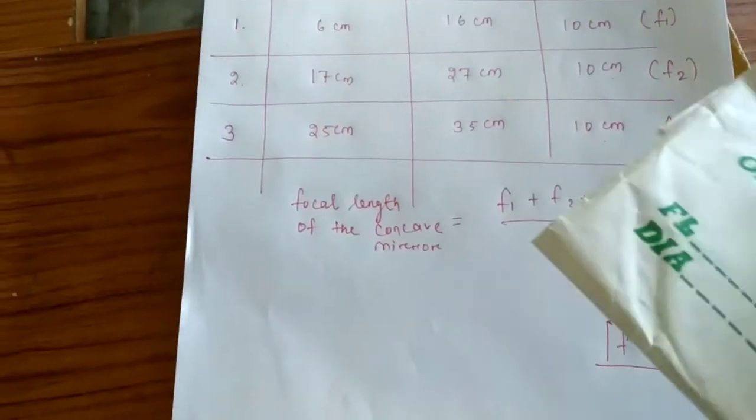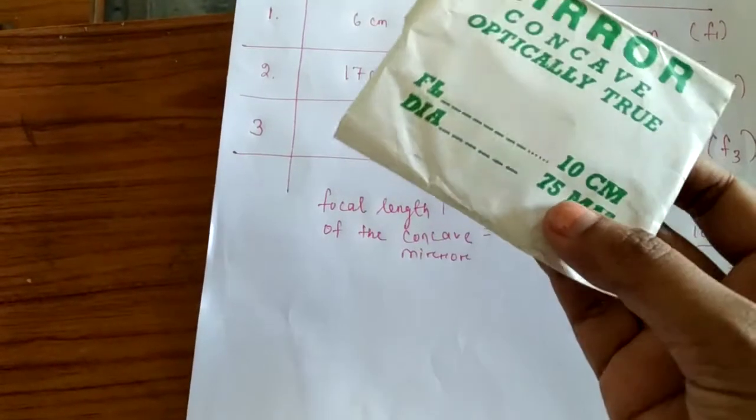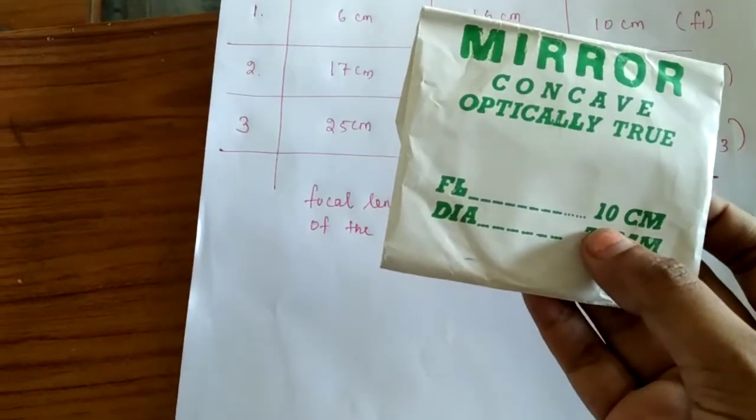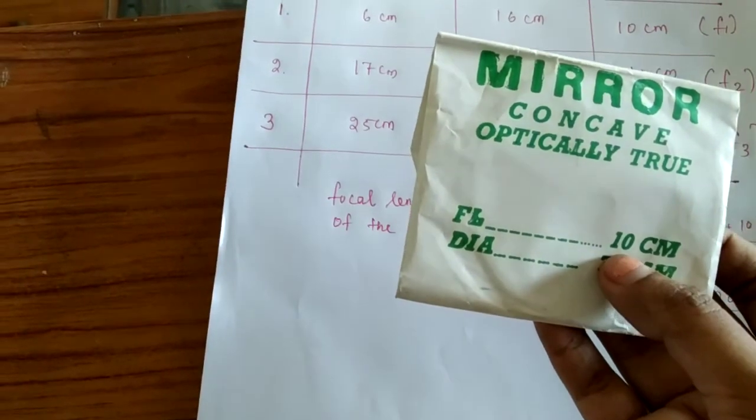Now I'll show you the concave mirror that has actually the focal length of 10 centimeter. So we have found out the focal length, 10 centimeter.